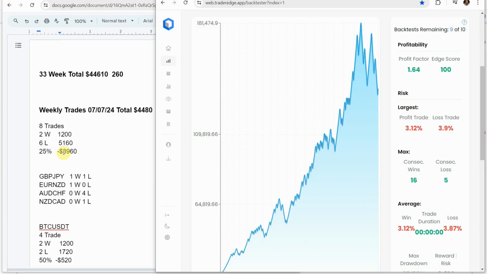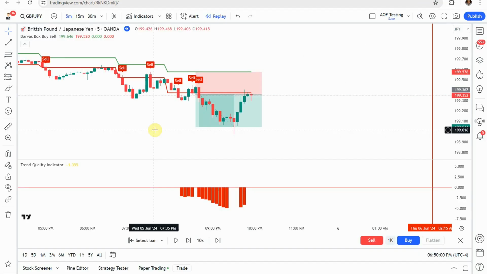Would have been a drawdown of $3,960. On the crypto coin, we had 4 trades, 2 winning, 2 losing. A 50% win rate, would have been a drawdown of $520. For the week, we would have been down $4,480. At the 33-week total, now we would have been up $44,610 over 260 trades. You can see more stats on the strategy here and the growth of the equity there. So a little bit of a drawdown for the week, but that's just how trading is. You have good weeks and bad weeks, and it will definitely recover, as you can see it has many times before. All right, that's it for this strategy here.